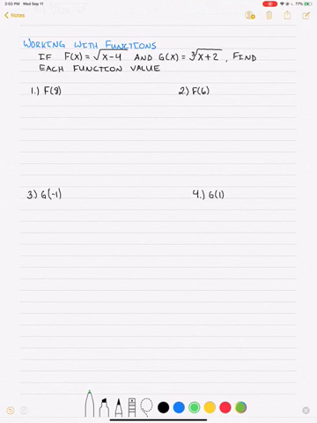So first off, I have f of 8. Well, I know that f of x equals the square root of x minus 4. But in this case, I'm going to plug in 8 for x. So 8 just took the place of x. So f of 8 equals the square root of 8 minus 4. 8 minus 4 is 4, so f of 8 equals the square root of 4. And the square root of 4 is 2.